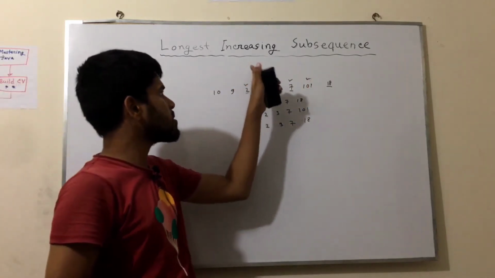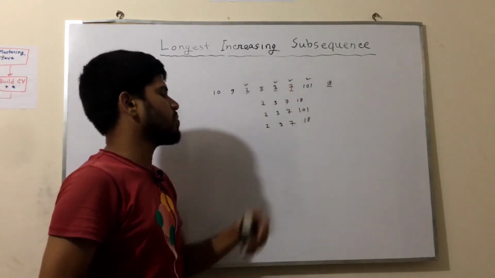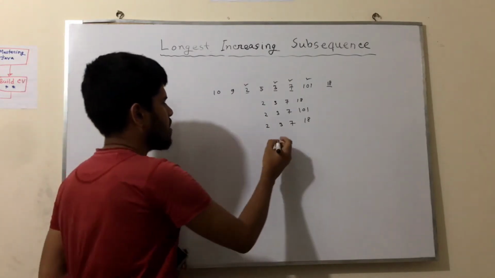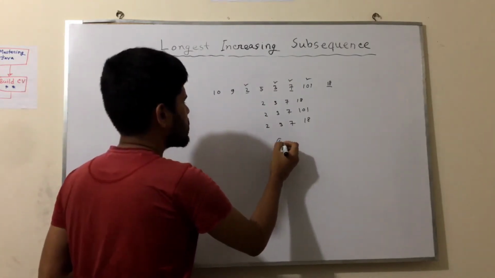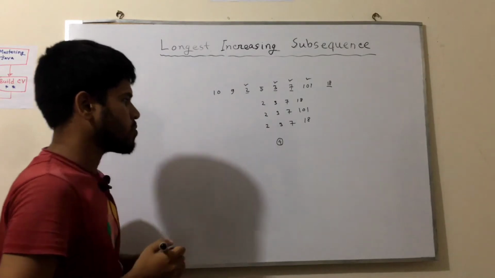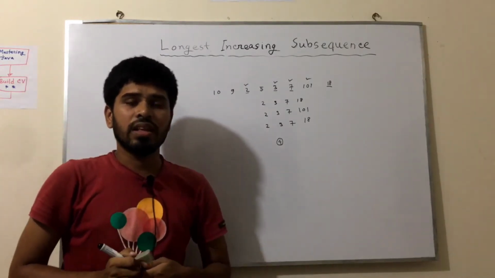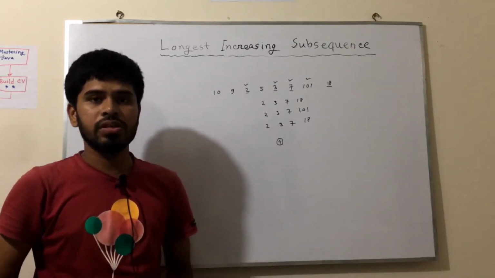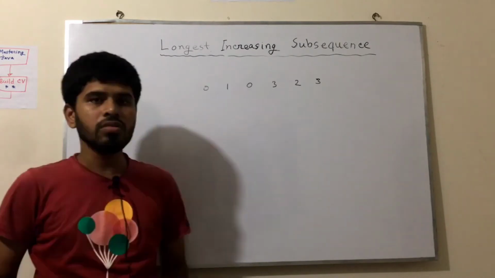The length of the longest increasing subsequence is 4. We have to return the length 4. We don't have to return the subsequence. We have to return just the length of the longest increasing subsequence.